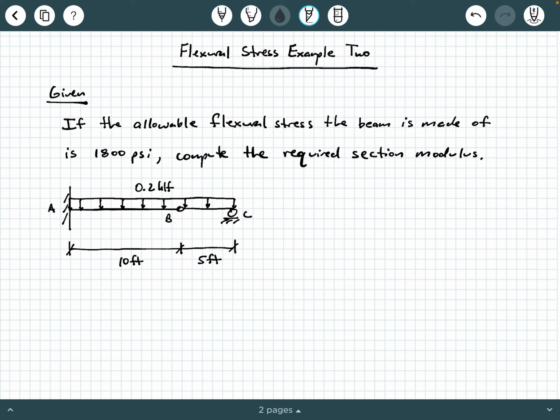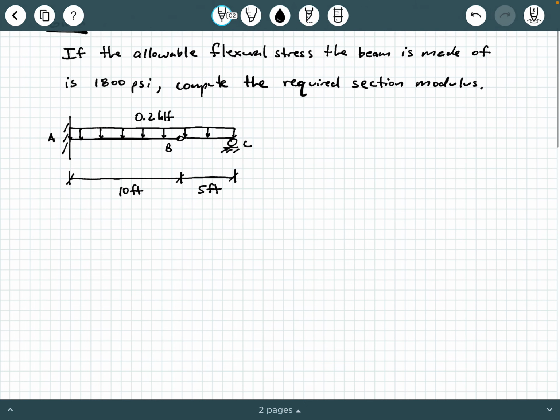Here we have what's called a compound beam. Okay, so in this compound beam we have a fixed connection at point A. We have an internal hinge at point B, and we have a roller support at point C. The span from point A to point B is 10 feet, and then from B to C is 5 feet, and the entire beam is supporting a uniformly distributed load of 0.2 kLF. So let's go ahead and get started.